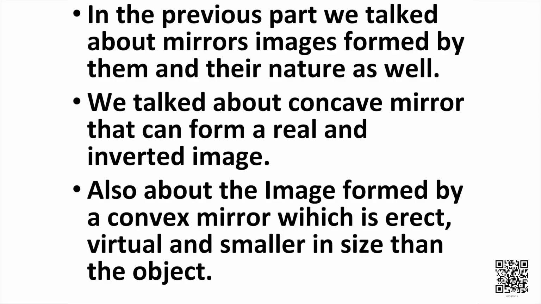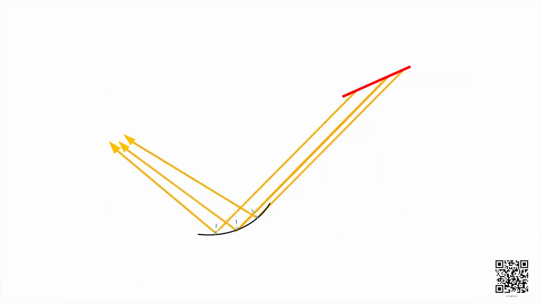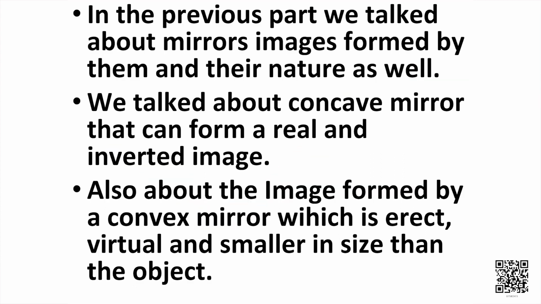So students, in the previous parts we have talked about mirrors, images formed by them and their nature as well. We have also talked about the concave mirror that can form a real and inverted image, and also about the image formed by a convex mirror which is erect, virtual and smaller in size than the object. Now in this chapter today we will talk about lenses.